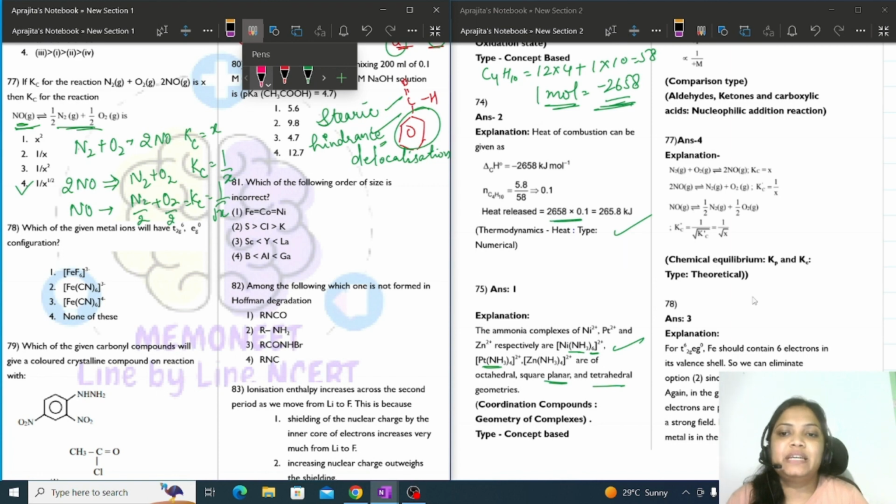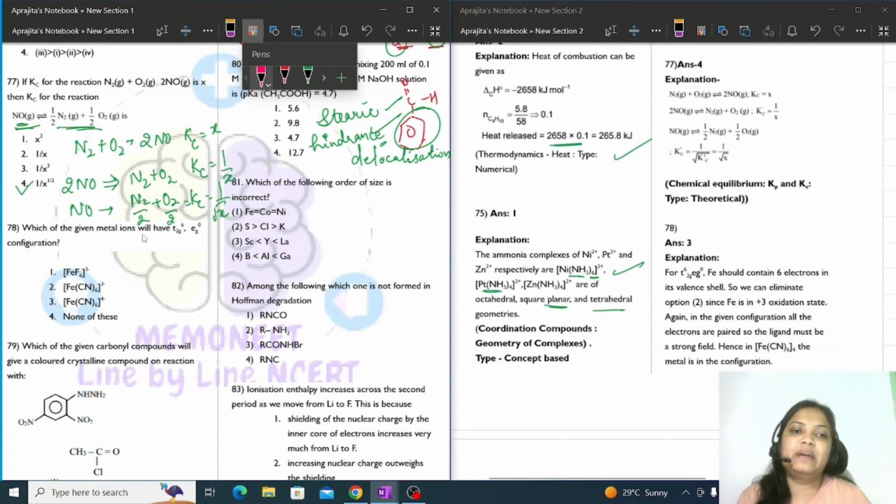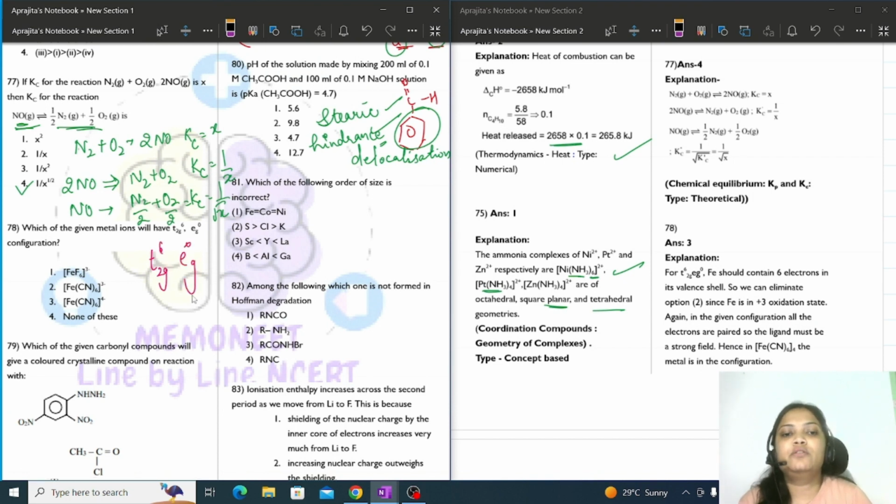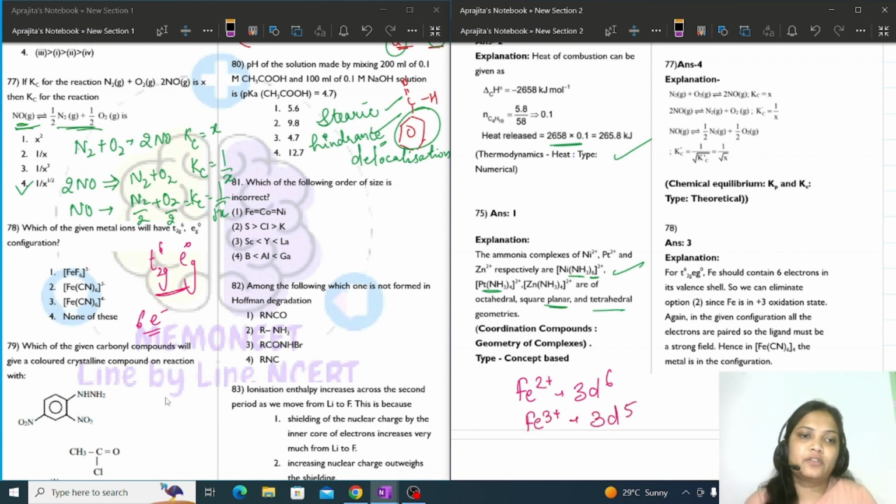Question number 78. Which of the given metal ions will have t2g6 eg0 configuration? So t2g6 configuration means there are 6 electrons in the valence shell. So if we look at iron, if iron is in +2 oxidation state, it will be having 6 electrons. +3 oxidation state, it will be having 5 electrons. So option 2 cancels here, because here iron is in +3 oxidation state.